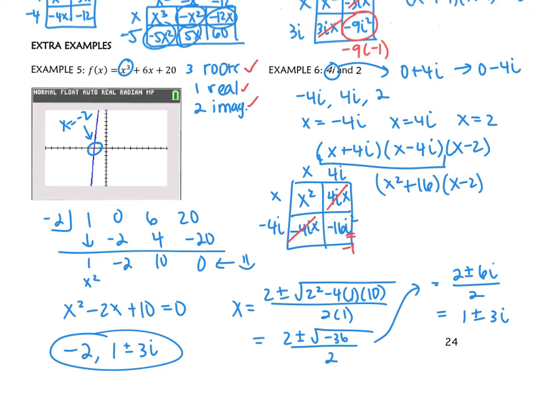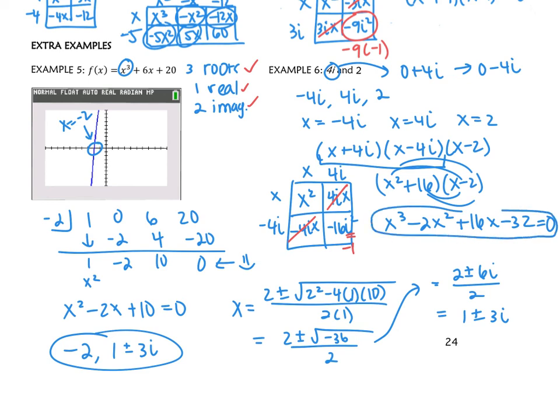This one, I don't think I have enough room to draw the box, so I'm just going to do my arcs. x squared times x is x cubed. x squared times negative 2 is negative 2x squared. I have 16 times x, 16 times negative 2. Please do not leave your answer like this. We know our answer needs to be an equation. So you need to set this equal to 0. Answer should be an equation, not an expression.